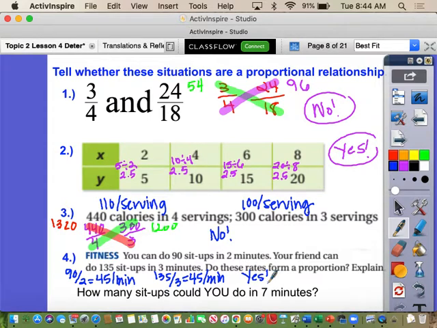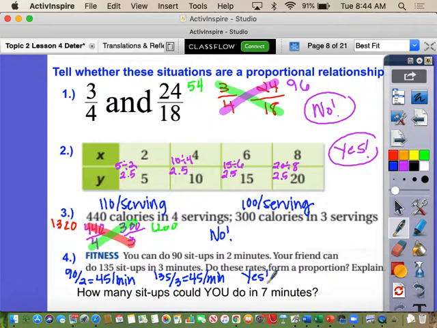Okay, so then our follow-up question says, how many sit-ups could you do in 7 minutes? Anaya, how would we figure that out? Okay, Addie, you can go ahead. I knew it was 45, and it said in 7 minutes, so I did 45 times 7, I got 350.